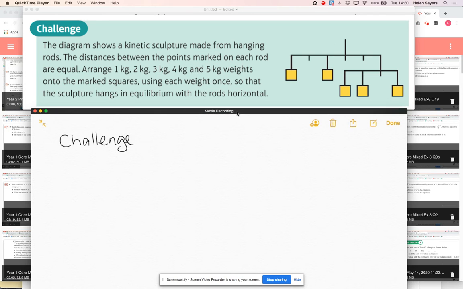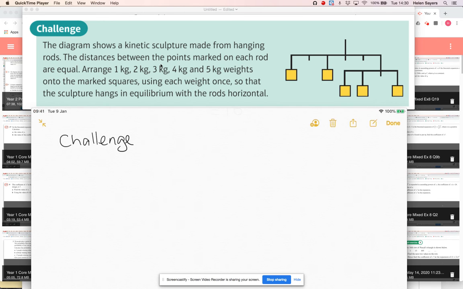Okay, so we're looking at the challenge question from Minitest week 30. We've got this kinetic sculpture, and it's all suspended, and they're telling us that it's in equilibrium and the rods are horizontal. So I'm going to look at this rod first, the bit hanging off the end of the right-hand side. I'm just going to focus on that.